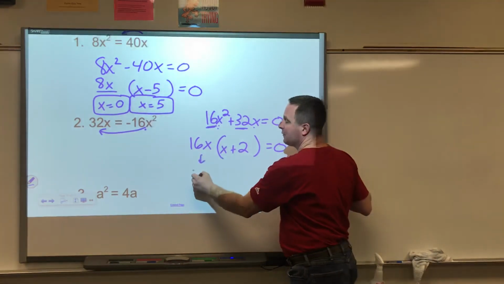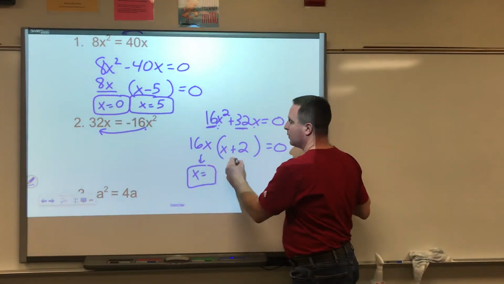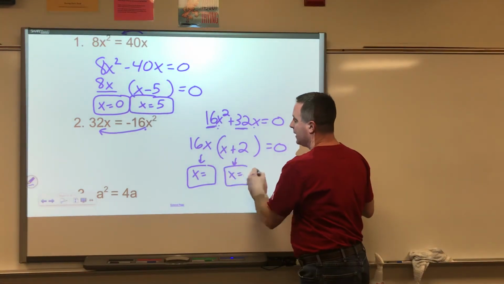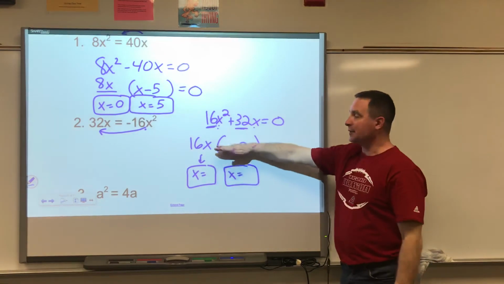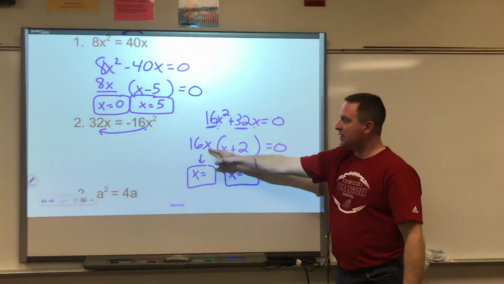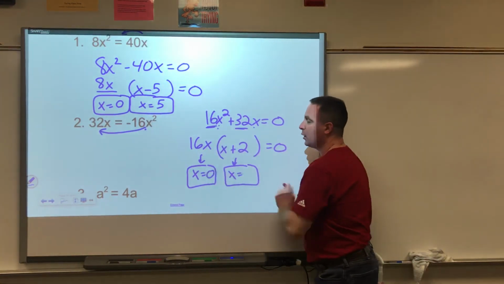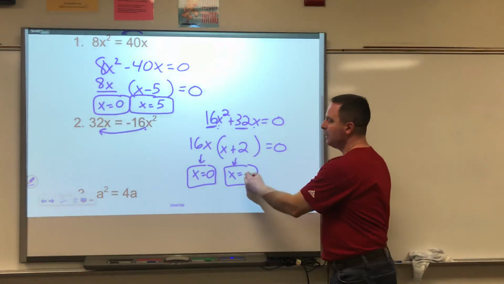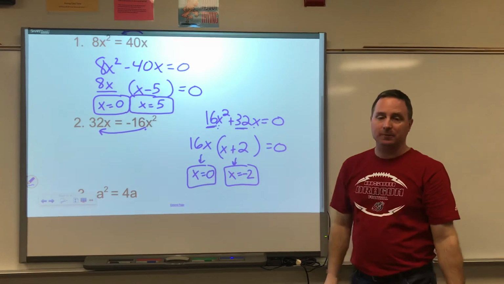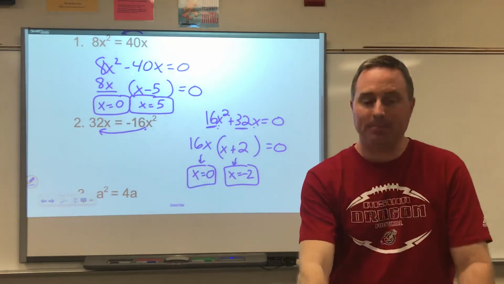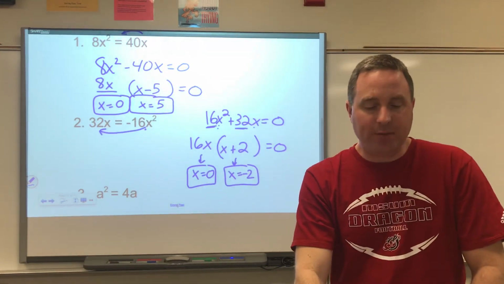And once again, I have 2 solutions staring at me here. There's one, and here's another one. The hardest part is getting it factored. You'll see as time goes on, the easy part is going from here to here. Well, again, there's an x out in front, so 0 is the solution. And the opposite of positive 2, negative 2, is a solution. Okay, good.